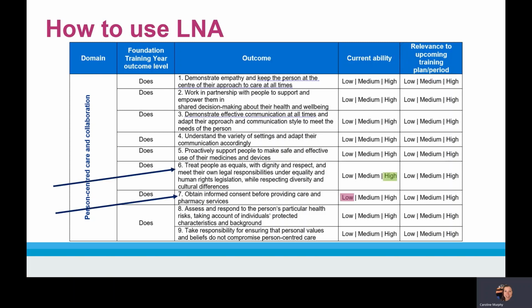So looking at the examples we had before, learning outcome 7 may be rated as highly relevant as the trainee has begun to provide pharmacy services. Learning outcome 6 may also be rated as highly relevant as treating people as equals will be relevant when dealing directly with patients accessing the pharmacy services.